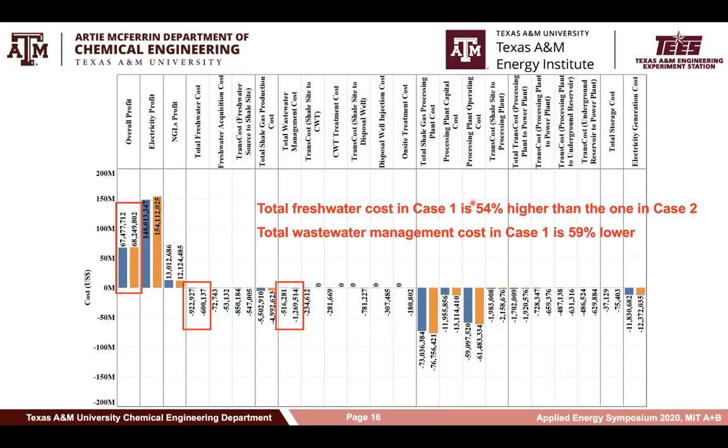However, we may highlight the huge difference in water-related costs due to the different water recovery ratio. Specifically, the total freshwater cost in case 1 is 54% higher than the one in case 2. However, the associated total wastewater management cost is 59% lower.